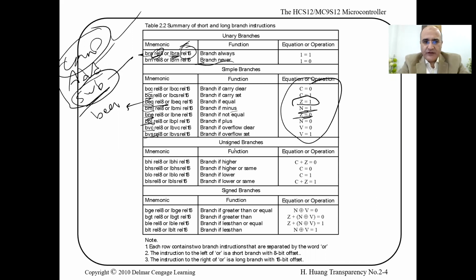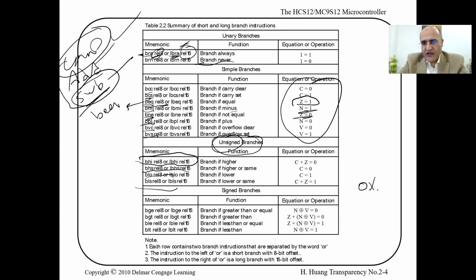Unsigned branches and signed branches. When you want to compare numbers here, branch if higher, if a number is higher than another number. Branch if higher or same. Branch if lower, branch if lower or same. So when you compare numbers unsigned, you check if they're higher or lower than each other.